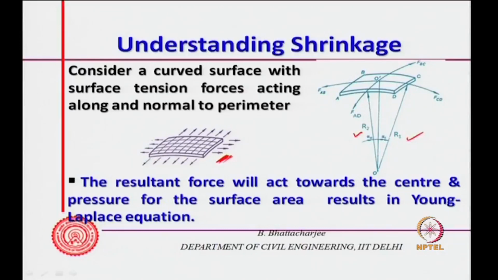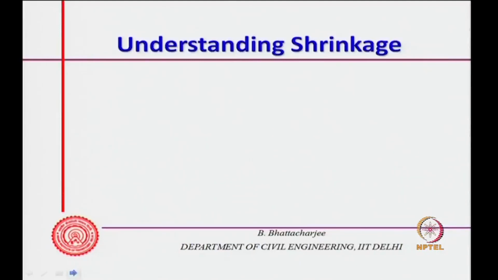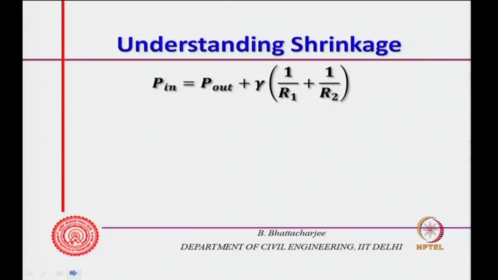So, the unit of surface tension is force per unit length. Multiplying by the length of the perimeter and finding the resultant force, one can show, for the unit area, that P inside is equal to P outside plus this term. So, P in, on the concave side, is always higher than P outside.